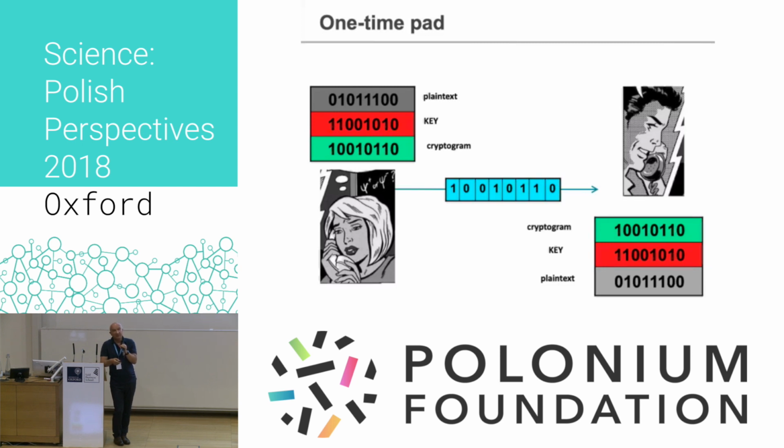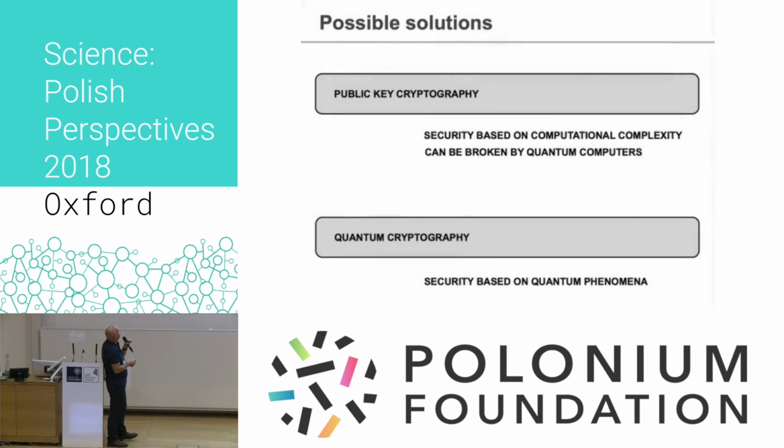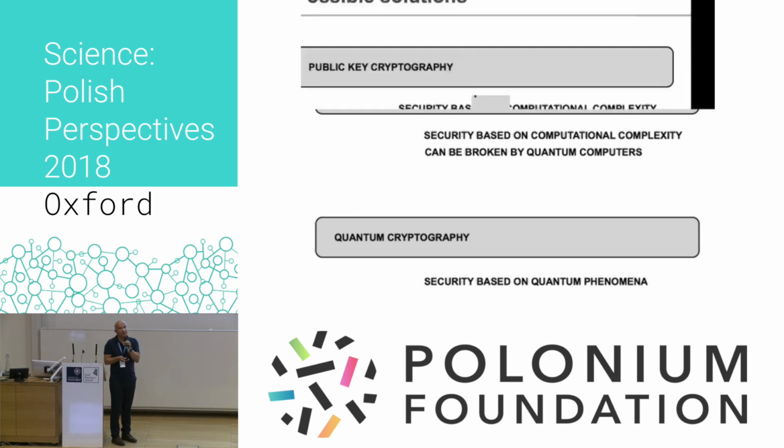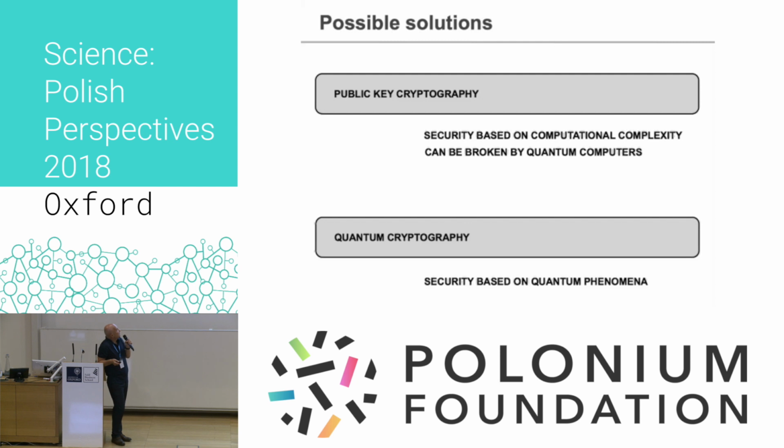And another thing is quantum crypto. So basically, there are two solutions. Public key cryptography, it's beautiful, mathematically speaking, but it's based on a different kind of security, and I will just say a few words about it.